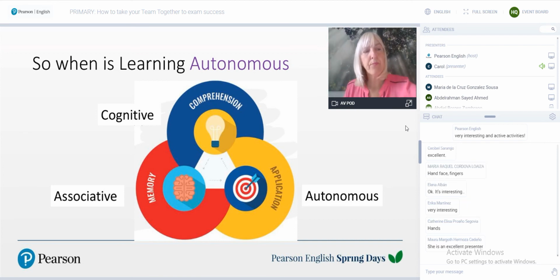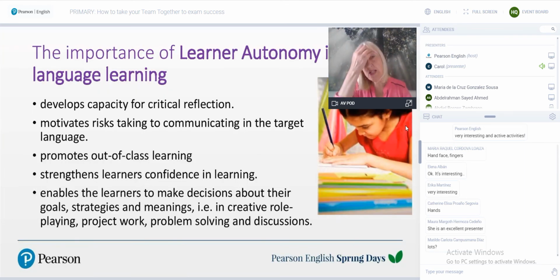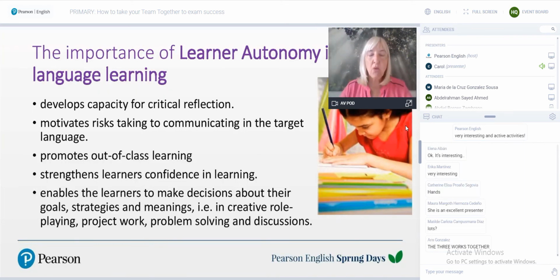So these importance of autonomous learning points come from the South Asia Journal, and I credited the source on the slide, so I don't know if you get the notes, but what did they find? They found that autonomous learners have the capacity for critical reflection.